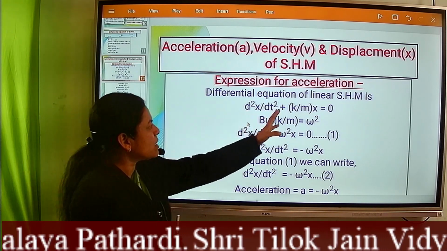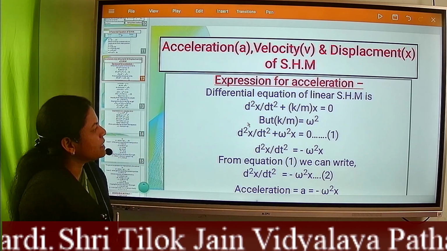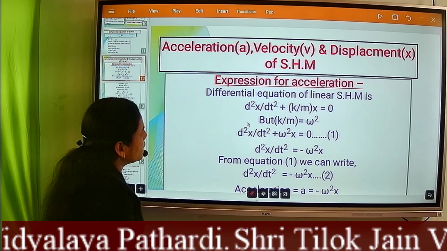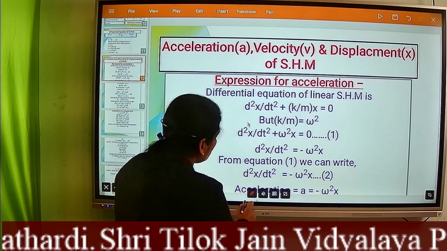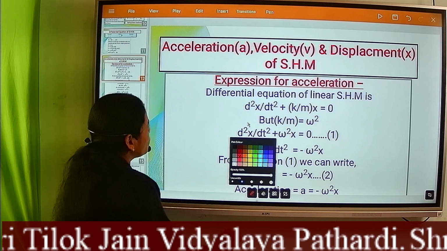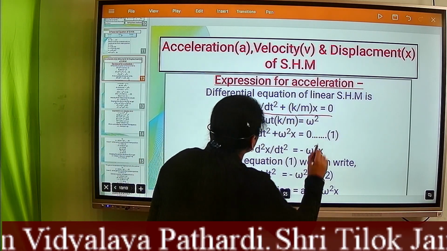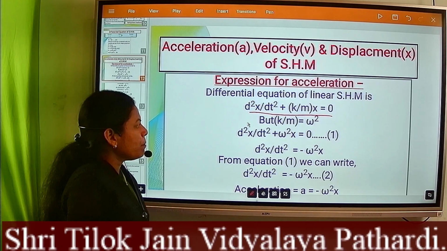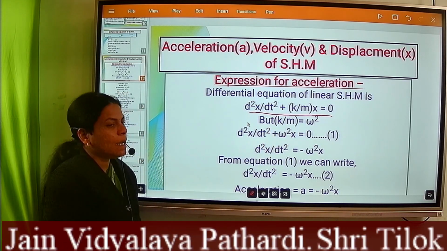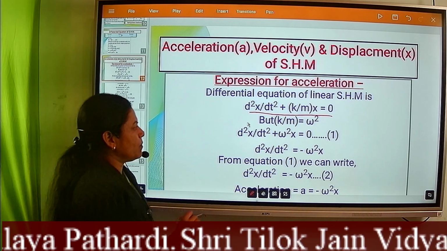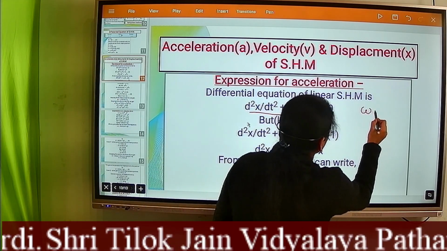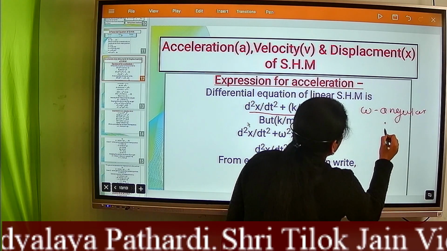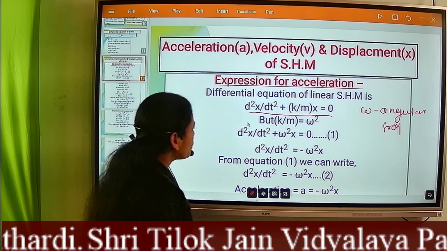The differential equation of linear simple harmonic motion is given by d square x by dt square plus k upon m into x is equal to 0. But we know that k upon m is equal to omega square. What is omega? Omega is the angular frequency.